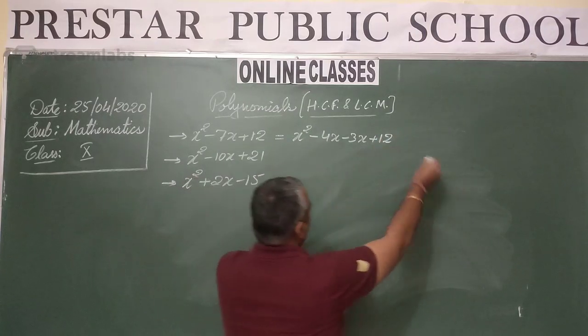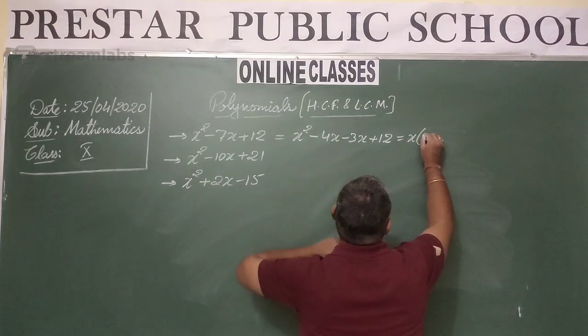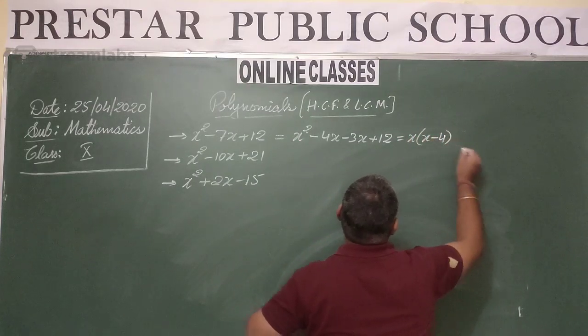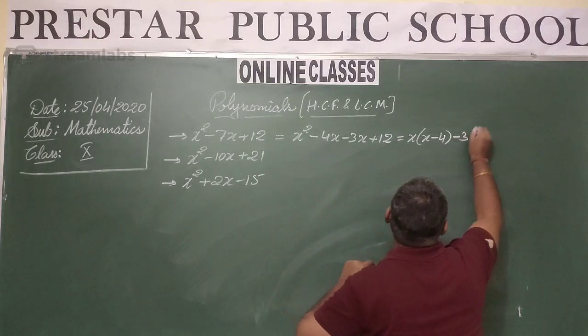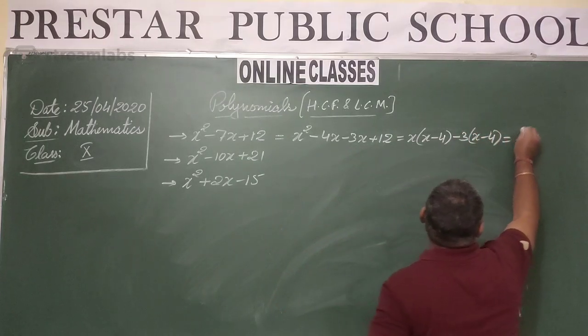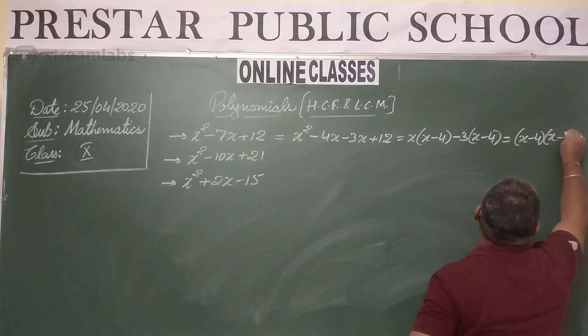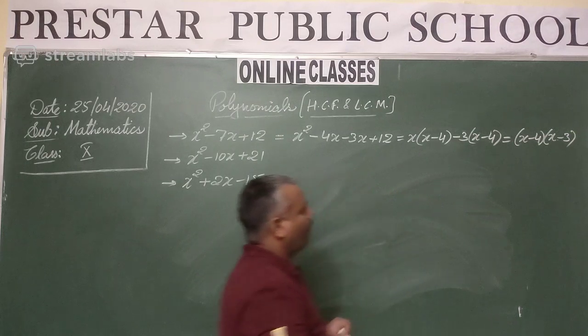So further, if you solve it, you get x common in the first two terms. So you have x minus 4, minus 3 common here. You have x minus 4. So the factors here which you get are x minus 4 and x minus 3.